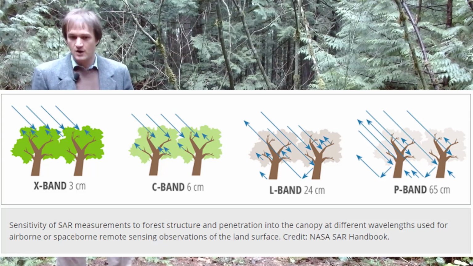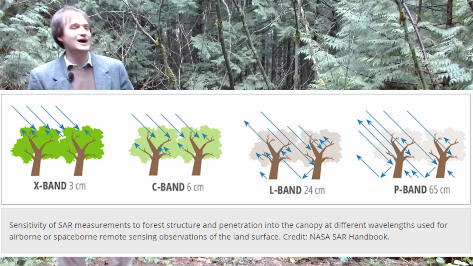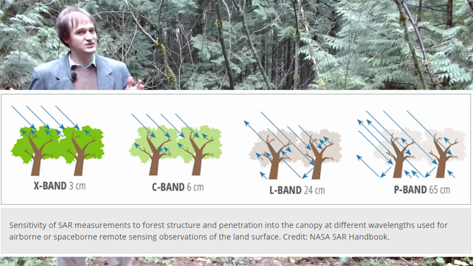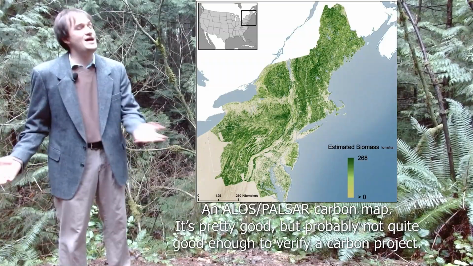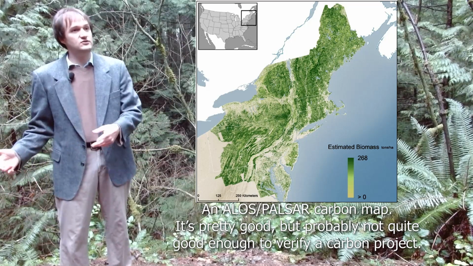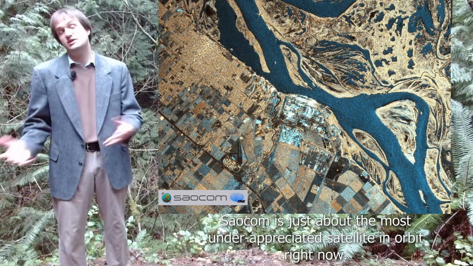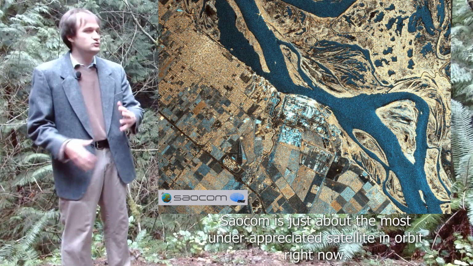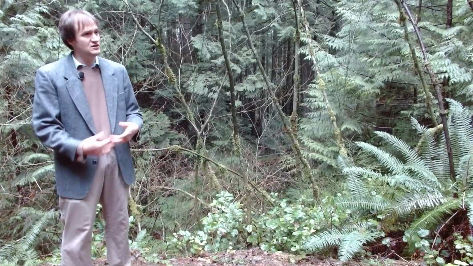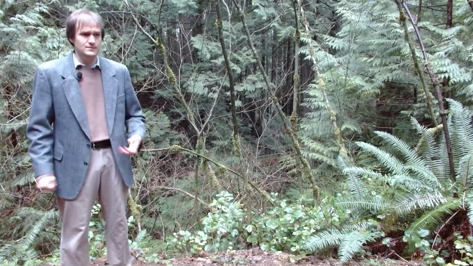L band radar is fairly good for carbon, but it does saturate in the absolute highest biomass situations. So there are 2 L-band satellites out there. There's ALOS/Palsar, and then there's SAOCOM by the Argentine Space Agency. And those are fairly good for making maps across a lot of the world of forest carbon.